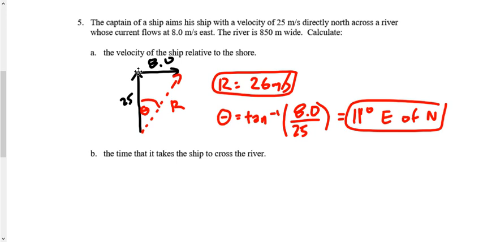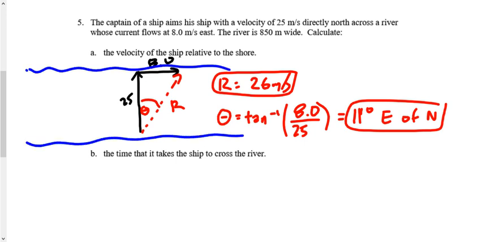Let's add a little bit more to my picture now here. Now, understand that what I'm drawing now does not form part of my vector diagram, right? The river is not part of the vector diagram, nor is the width of the river part of the vector diagram. I purposely didn't draw that as I was solving question A, because I didn't want to get mixed up between velocities and displacements and think that the 850 was part of my vector diagram. It's not. But it is going to help me with question B: the time that it takes the ship to cross the river.